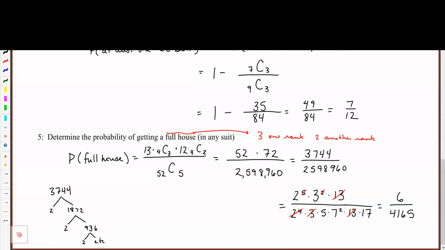4,165. So then the probability of getting a full house will be 6 out of 4,165, which, to put this in a slightly different context, is 0.00144. So moving that over, you're seeing that there is less than a 1% chance that this happens out of all the different hands of poker. So it's kind of rare to get a full house.